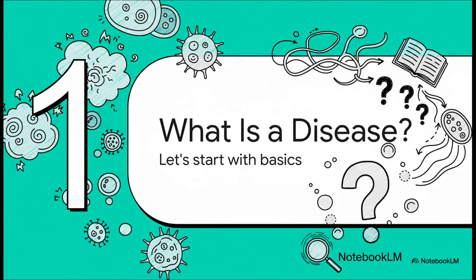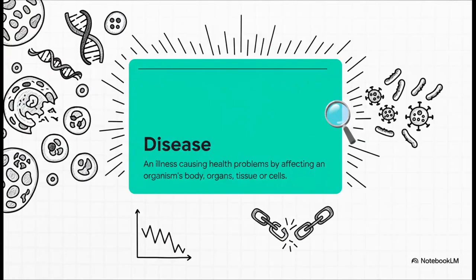Okay, first things first. Before we can start sorting all these illnesses into different buckets, we need to be on the same page about what a disease even is. It's a pretty broad definition, but it's a good one. A disease is basically anything that messes with the normal function of a body, and that can be at any level, from your whole body down to your individual cells. It's just a disruption to your health.